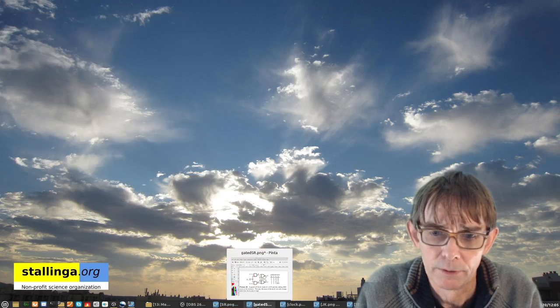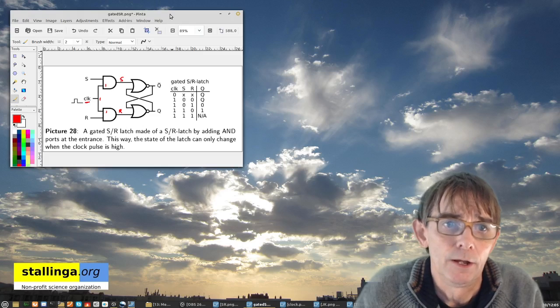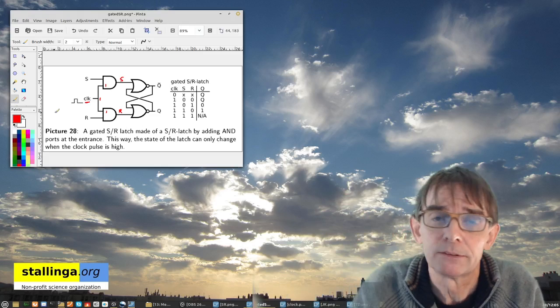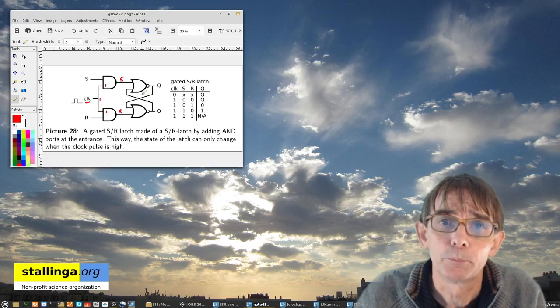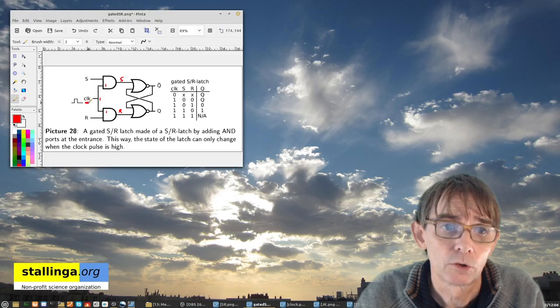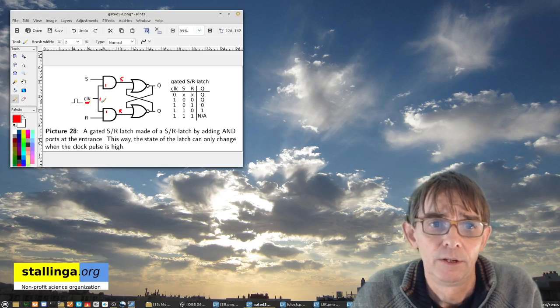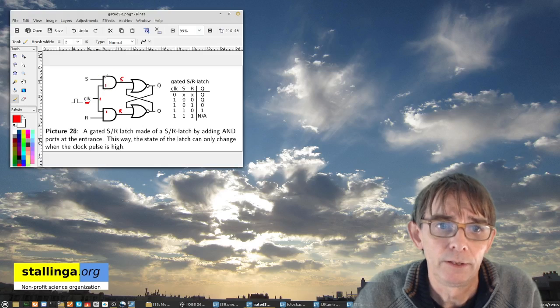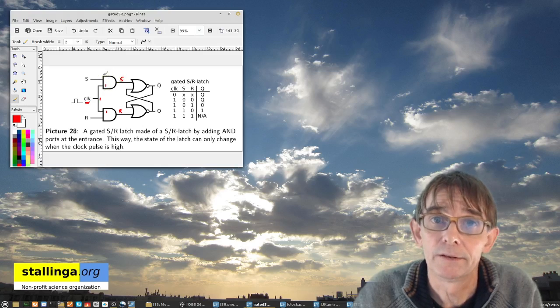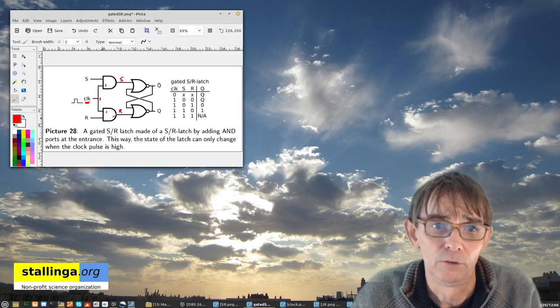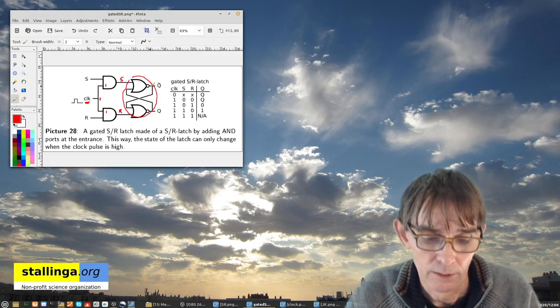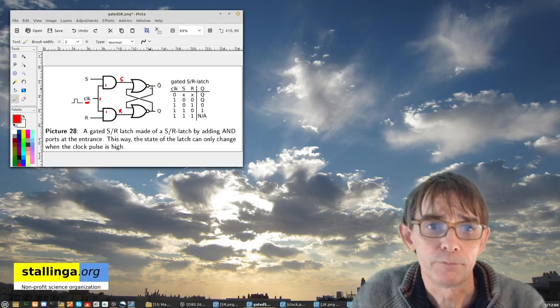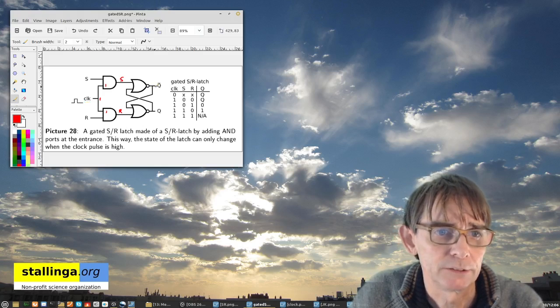More often, however, what we want is so-called gated devices, meaning that the output can only change when there's a clock signal, or in general a gate signal applied. If the clock signal or the gate signal is 1, then it's okay. It lets through, and the AND gates here in front of it let through the set signal, and also here the reset signal. So the next stage is then our normal set reset flip-flop. No, sorry, latch. We're still talking about latches.